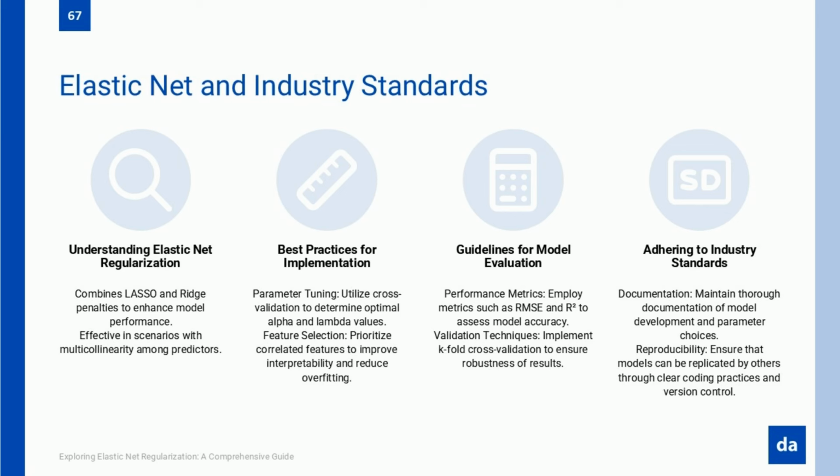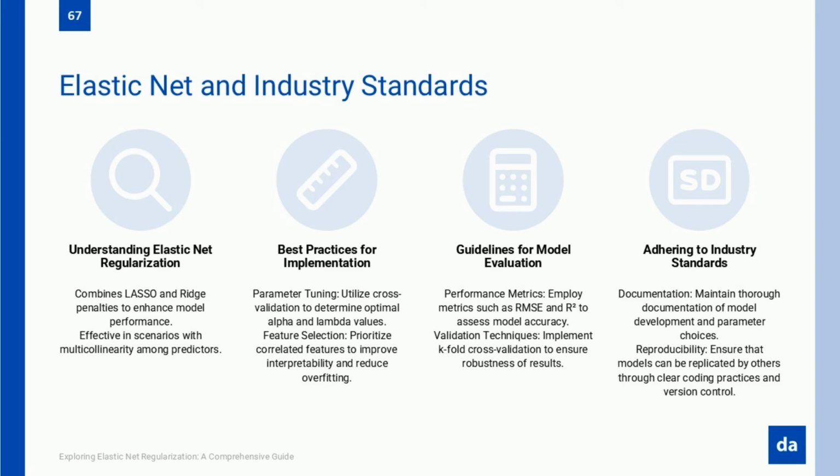Machine learning engineers and data scientists also follow technical best practices when implementing models. Standards from organizations like IEEE, Institute of Electrical and Electronics Engineers, and NIST, National Institute of Standards and Technology, provide frameworks for building fair, accountable, and transparent AI models. Best practices include documenting feature selection processes, ensuring reproducibility, and validating models through cross-validation, all of which Elastic Net supports. By adhering to industry standards, organizations ensure that their models are not only accurate, but also ethical, transparent, and legally compliant.